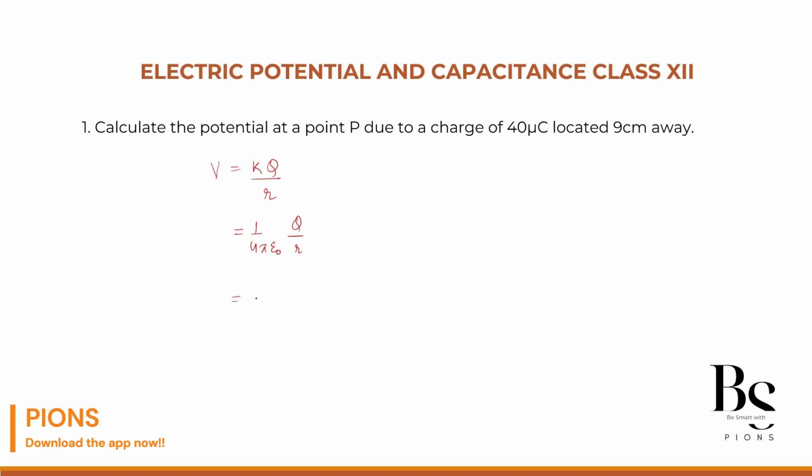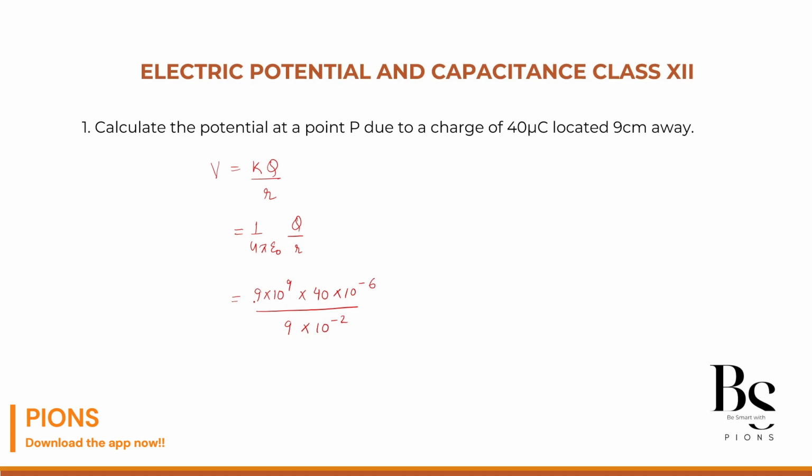Let's substitute values here. 9 into 10 to the power 9. Charge is 40 microcoulomb. In case you don't know micro, let me remind you again: 40 into 10 to the power minus 6, divided by R. 9 centimeter it is, so be very careful. You have to convert it into meters to get it in standard units.